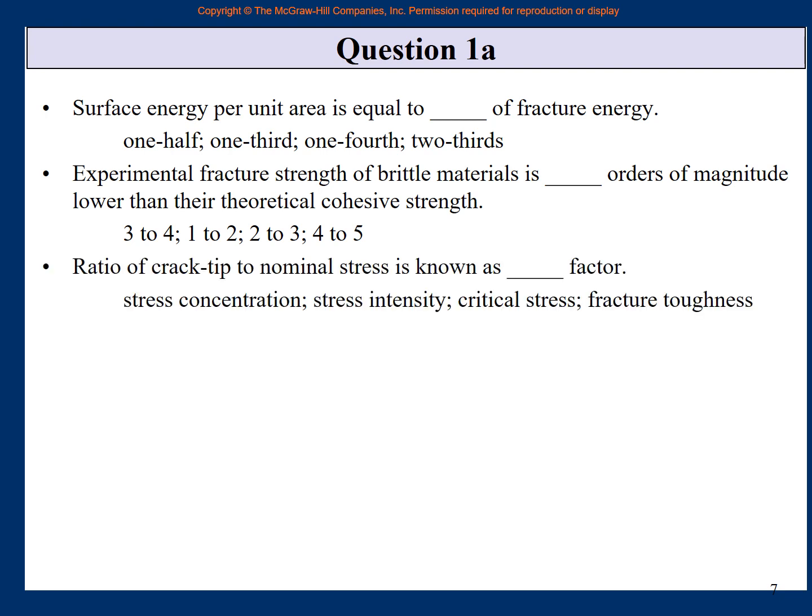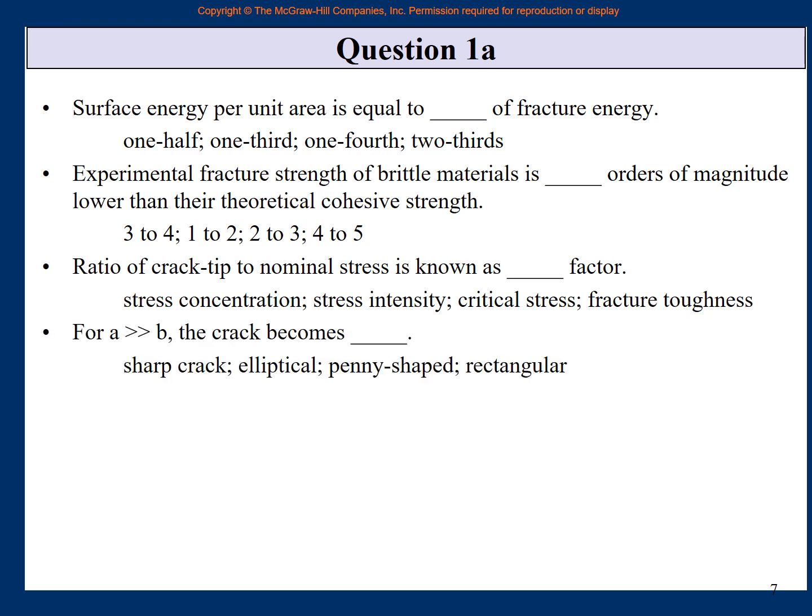Ratio of crack tip to nominal stress is known as dash factor: stress concentration, stress intensity, critical stress, fracture toughness. So it's very obvious it is called the stress concentration factor, because the stress concentration is the maximum stress at the stress raiser compared to the nominal stress, right? So this is a very obvious answer.